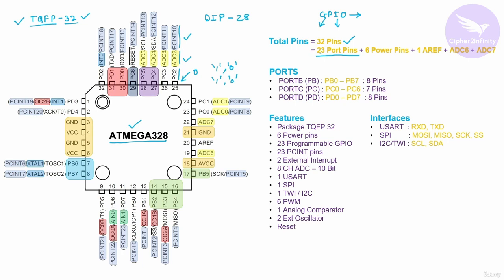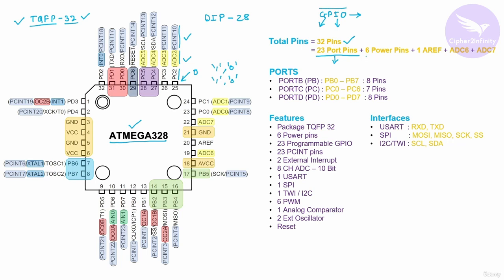So there are a total of 23 GPIO pins, and a port is nothing but a register. Inside this microcontroller there will be a register, and that register is nothing but the port. So at this moment, just to reduce the complexity, you can consider these pins as GPIO pins.